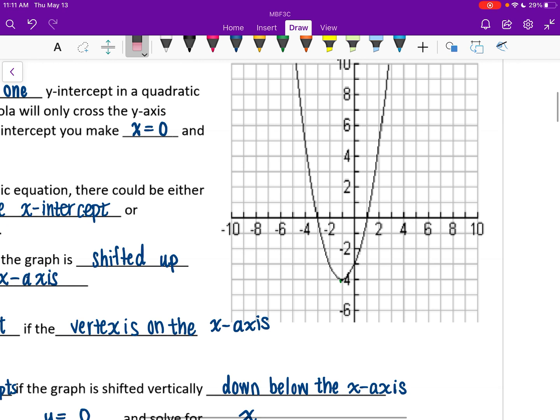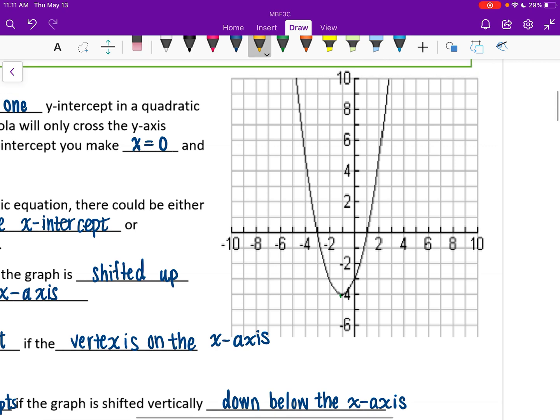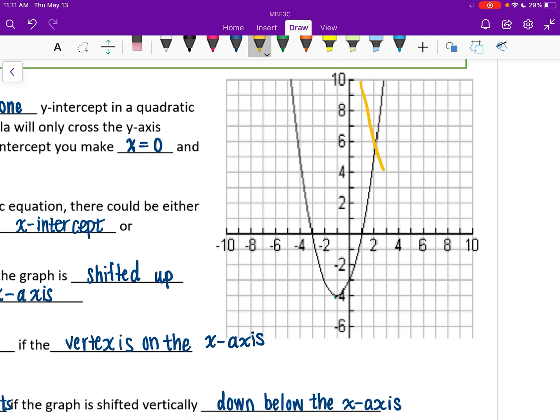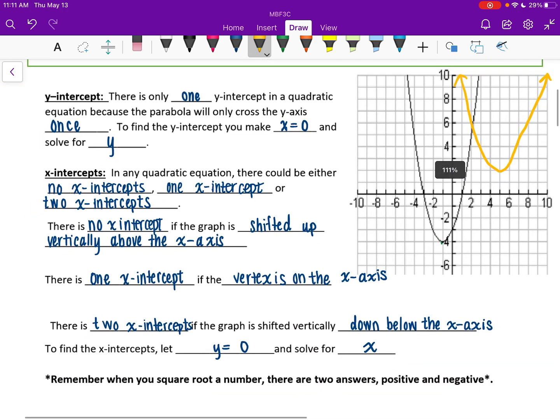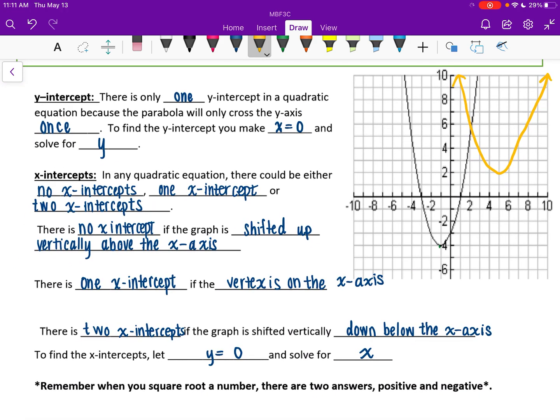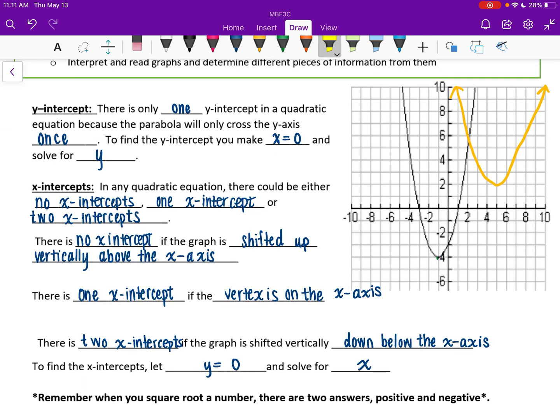So just a reminder, the x-intercept is when it crosses the x-axis, right? So when it's going past this line. So if the graph is shifted up above, so if it's like this, it doesn't ever actually cross the x-axis. It never hits that axis, right? So if it's shifted up above and it's facing upwards, then we know that there's no solution. So there's no x-intercept in this situation, right? So I'm just going to go in and highlight this in yellow so that we know it's the yellow one.